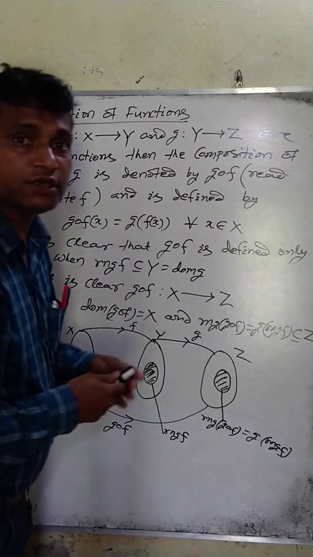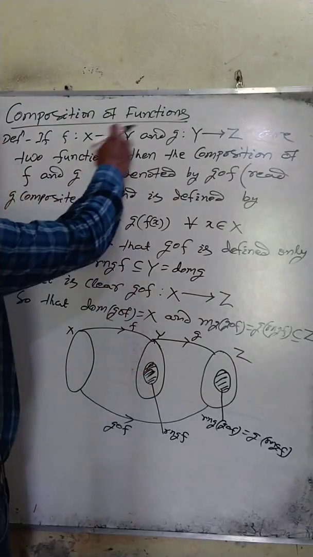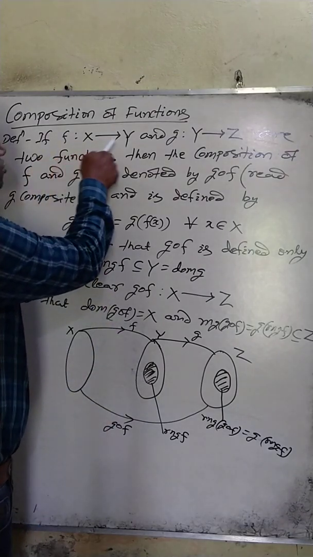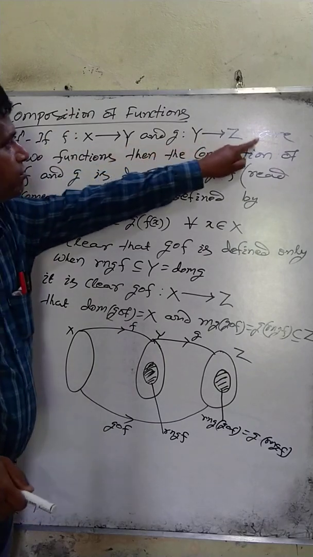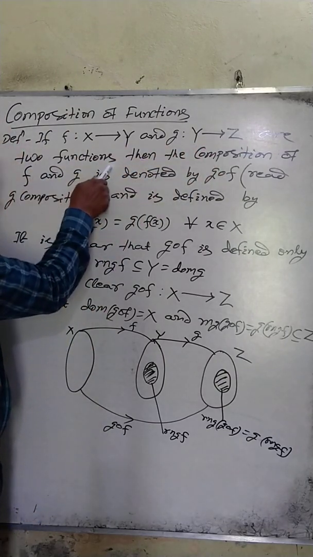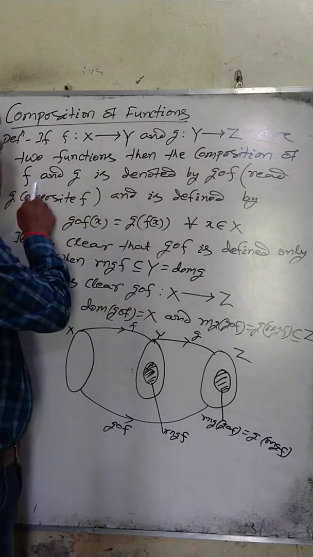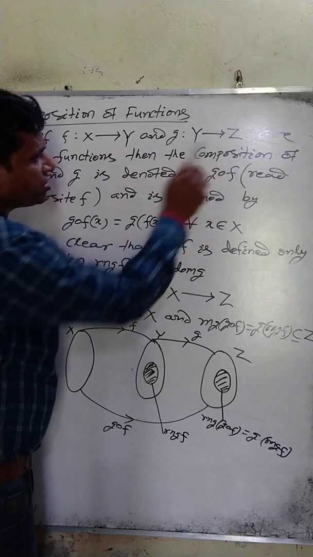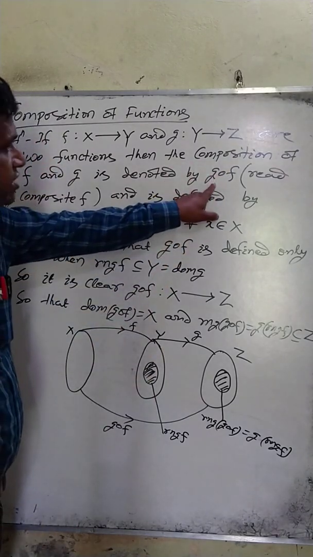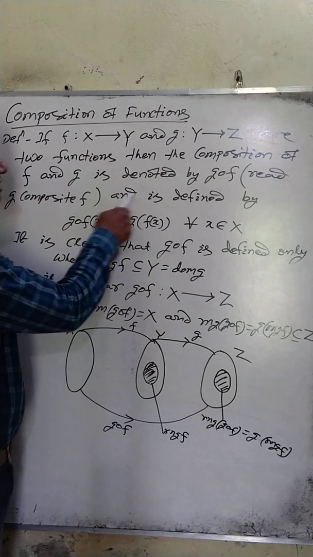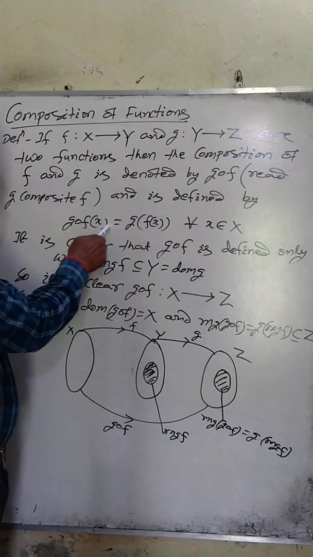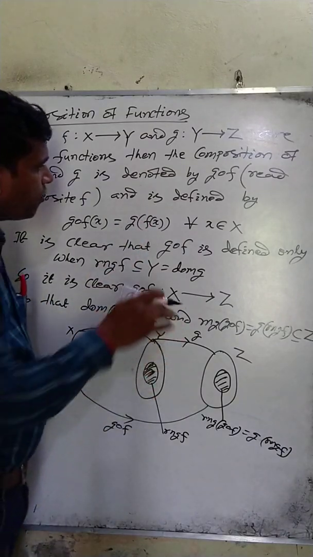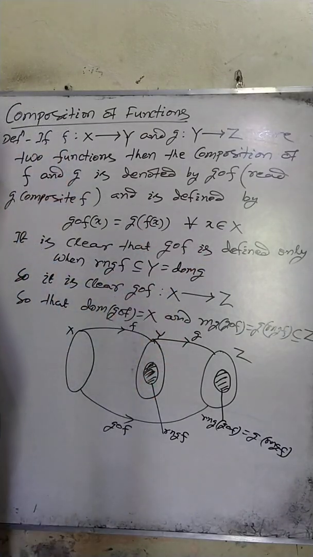Today we discuss composition of functions. First definition: if f from X to Y and g from Y to Z are two functions, then the composition of f and g is denoted by g composite f. We read it g composite f, and it is defined by (g composite f)(x) = g(f(x)) for all x belongs to capital X.